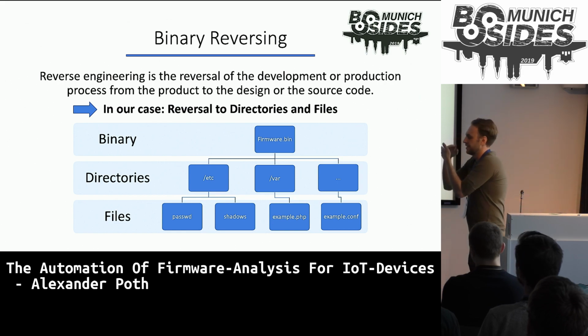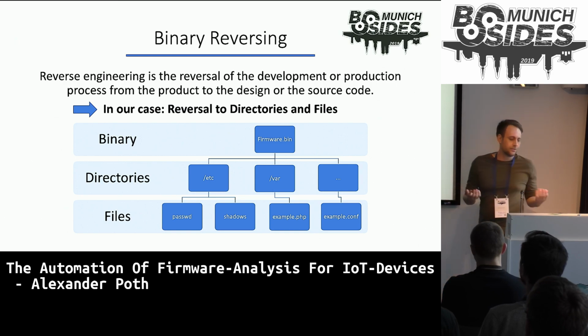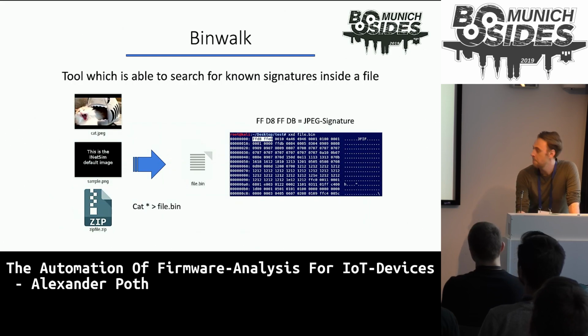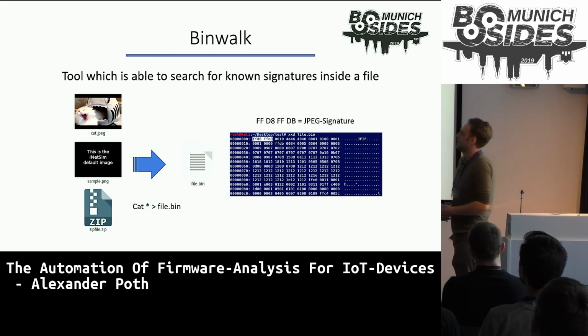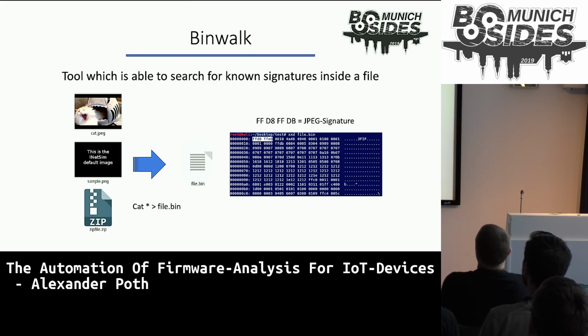You can just look inside the binary and extract everything manually, or you can use tools for that. And one really cool tool is Binwalk. Binwalk is a tool which is able to search for known signatures inside a file. And to demonstrate that, I downloaded some random pictures. Here, for example, a cat picture, a PNG.